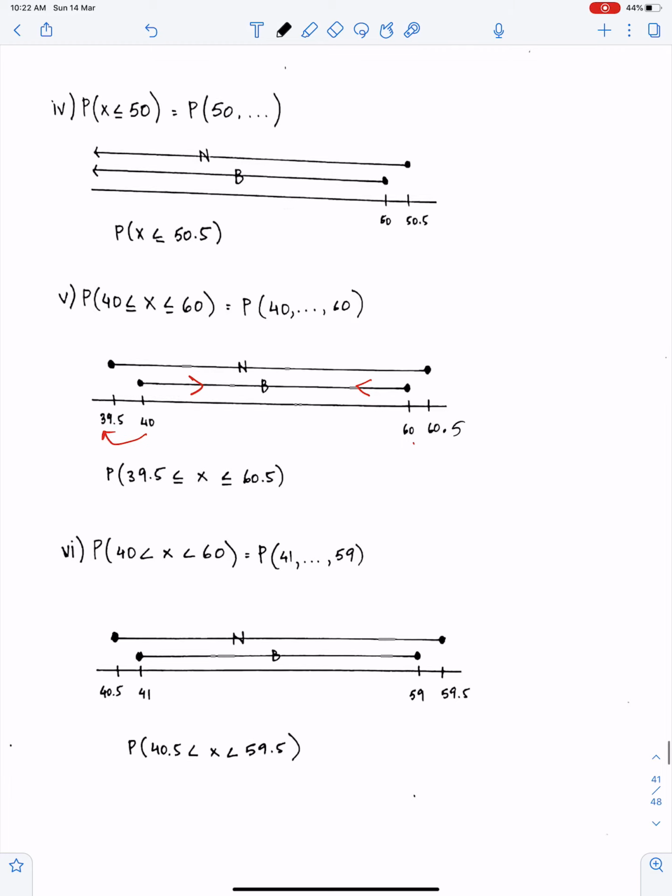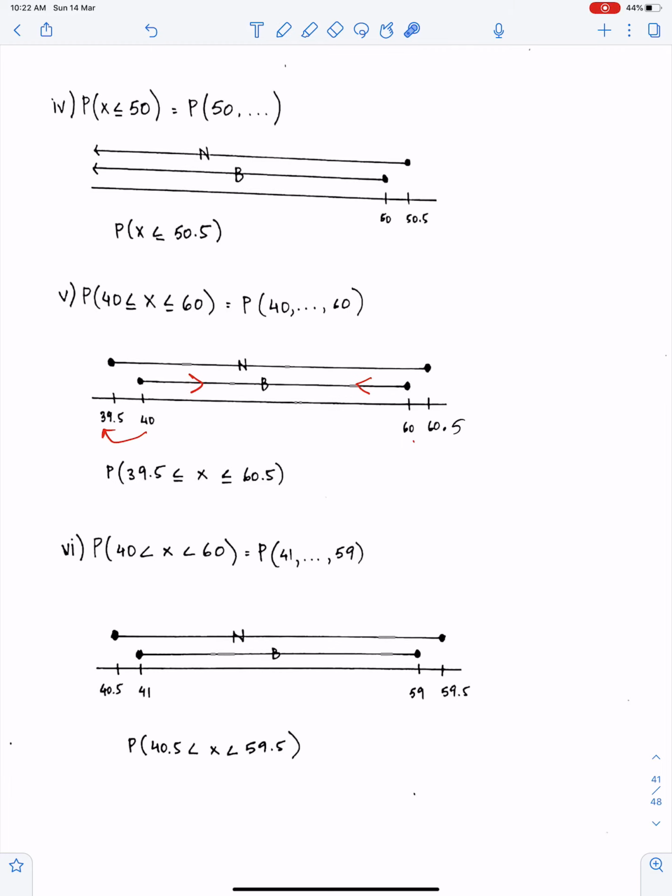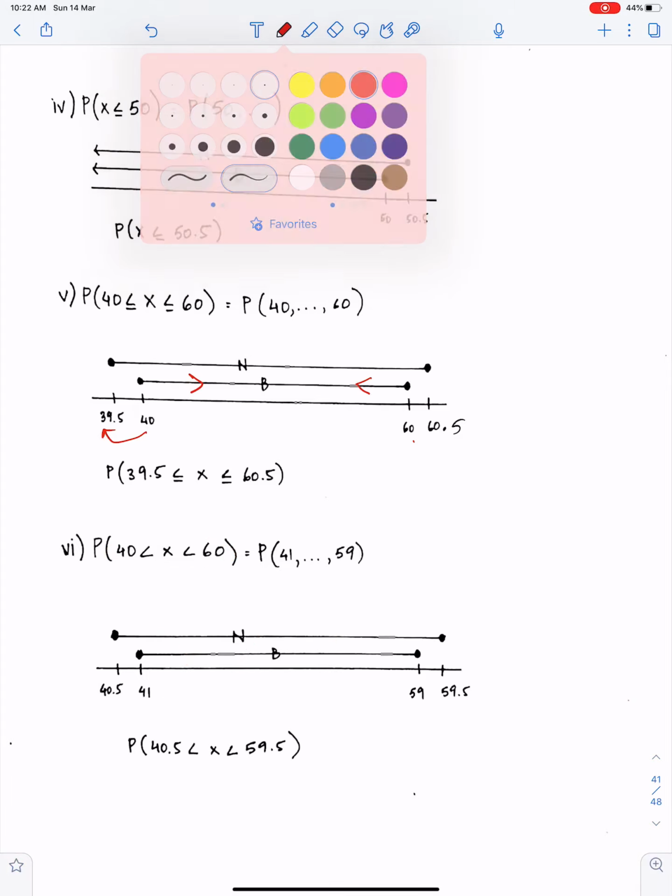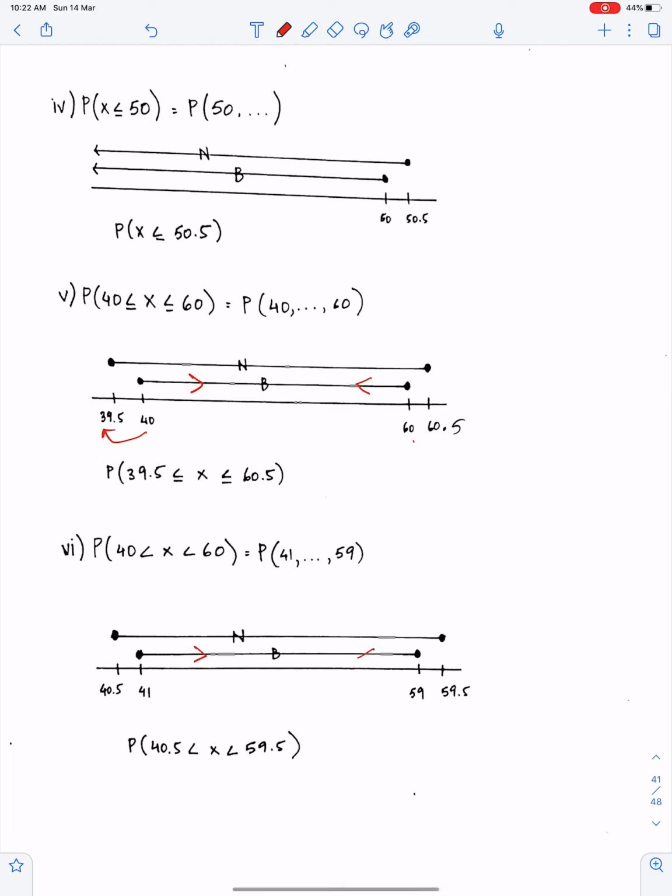Now you need to use these numbers in calculations. 39.5 here, 60.5 here. Both the numbers are exclusive, so the first number must be 41 and the last must be 59 according to this inequality. So mention 41 here and 59 here. For 41 you are going in this direction, so you need to use the lower bound of 41 and the upper bound of 59.